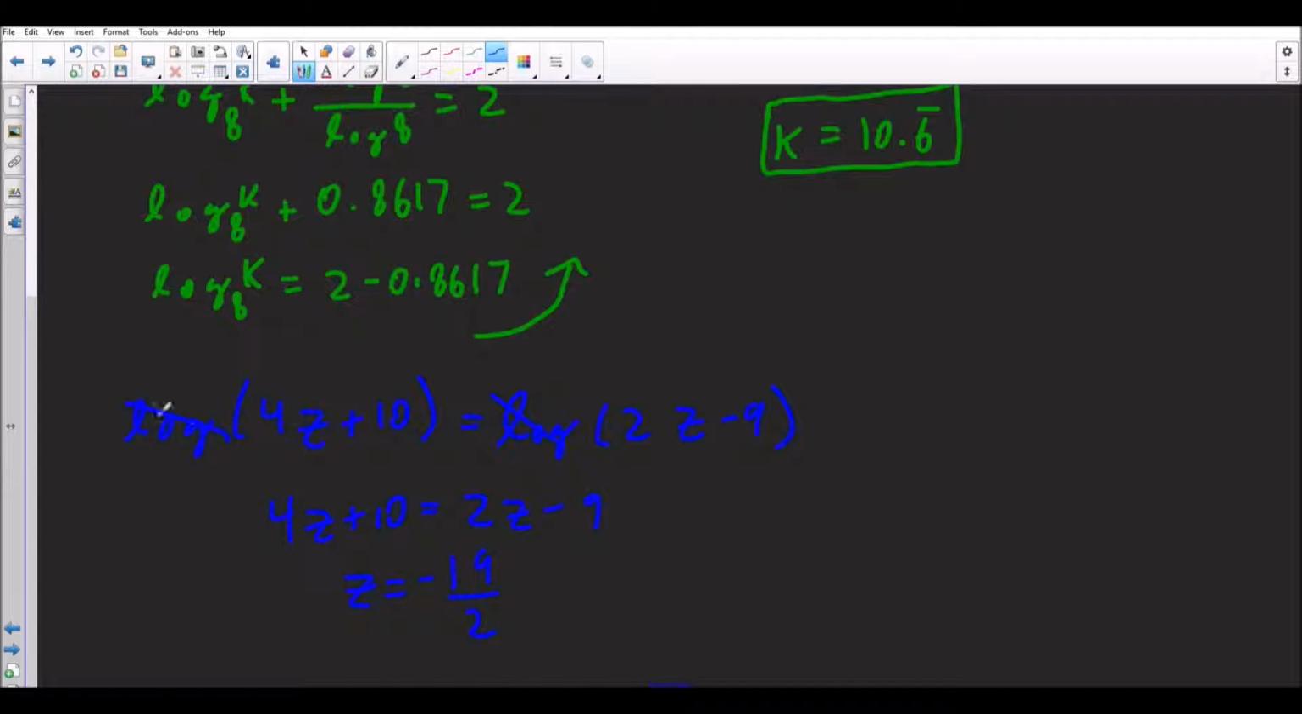So this is a very good trick because if you have logs with all the same base, you can just take what's inside the brackets and set them equal to each other.